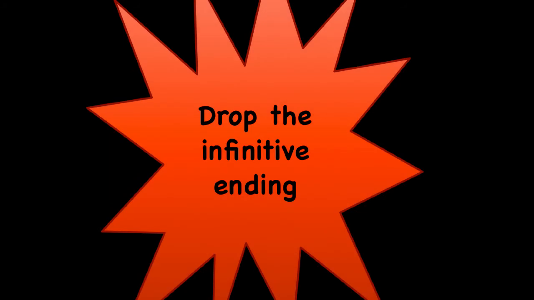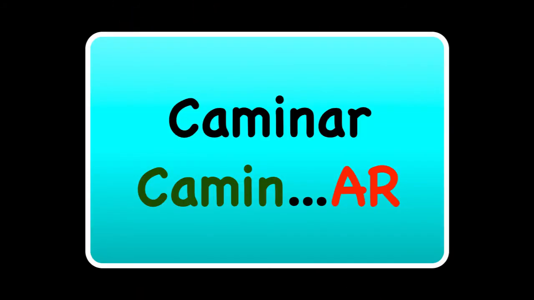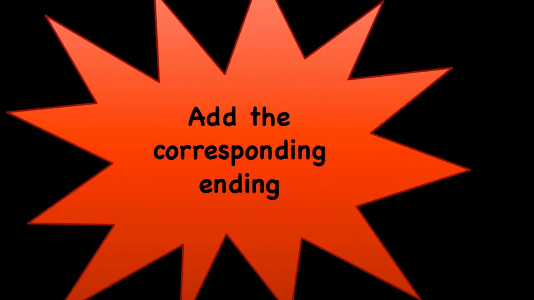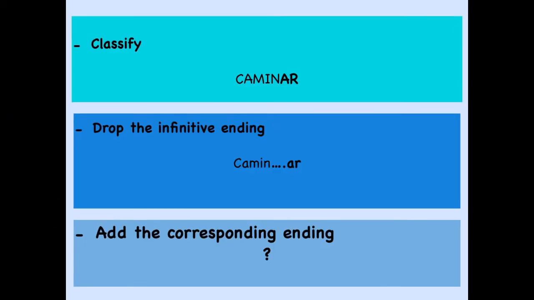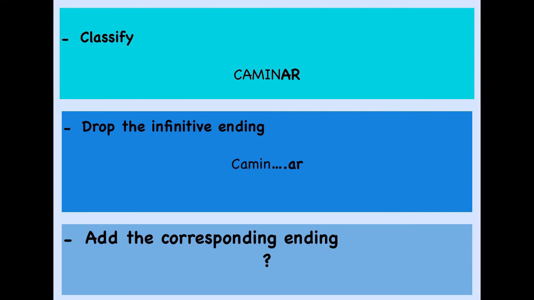The conjugation process has three different steps. The first one is to classify the verb in the groups I told you before. Is the verb an AR verb, ER verb, or IR verb? You need to classify. Now you need to drop off the infinitive ending, as in caminar. Cam is the stem, AR is the ending. Finally, add the corresponding ending depending on the verb tense and the subject that you are referring to. So these are the three steps that you need to follow in order to conjugate a verb in Spanish.